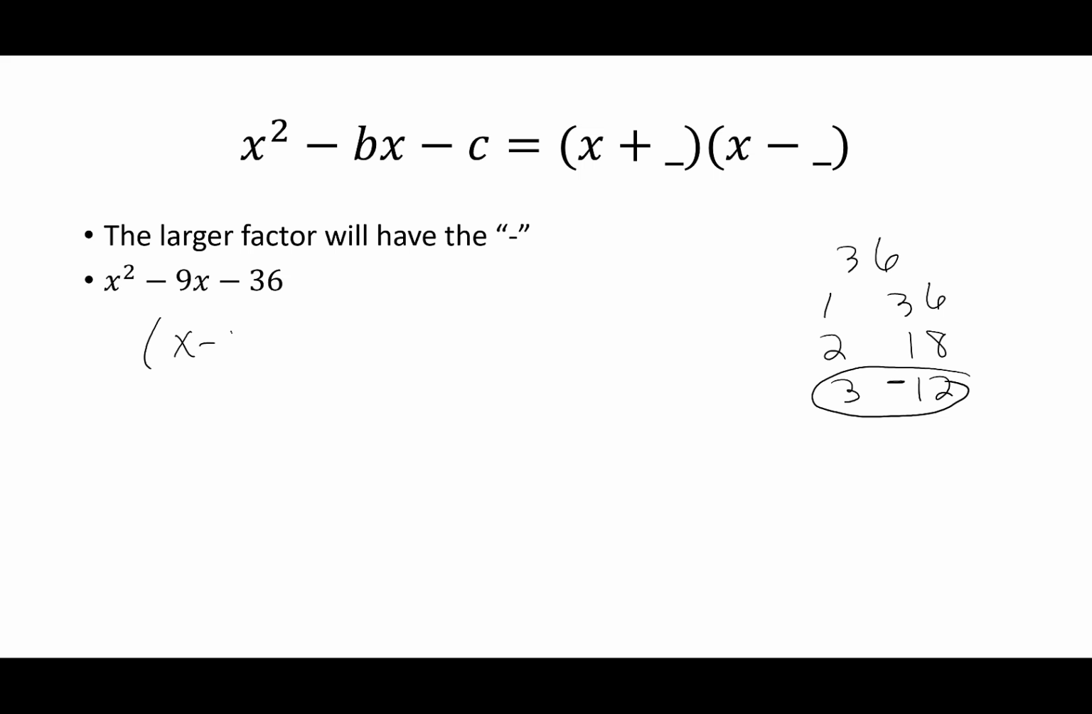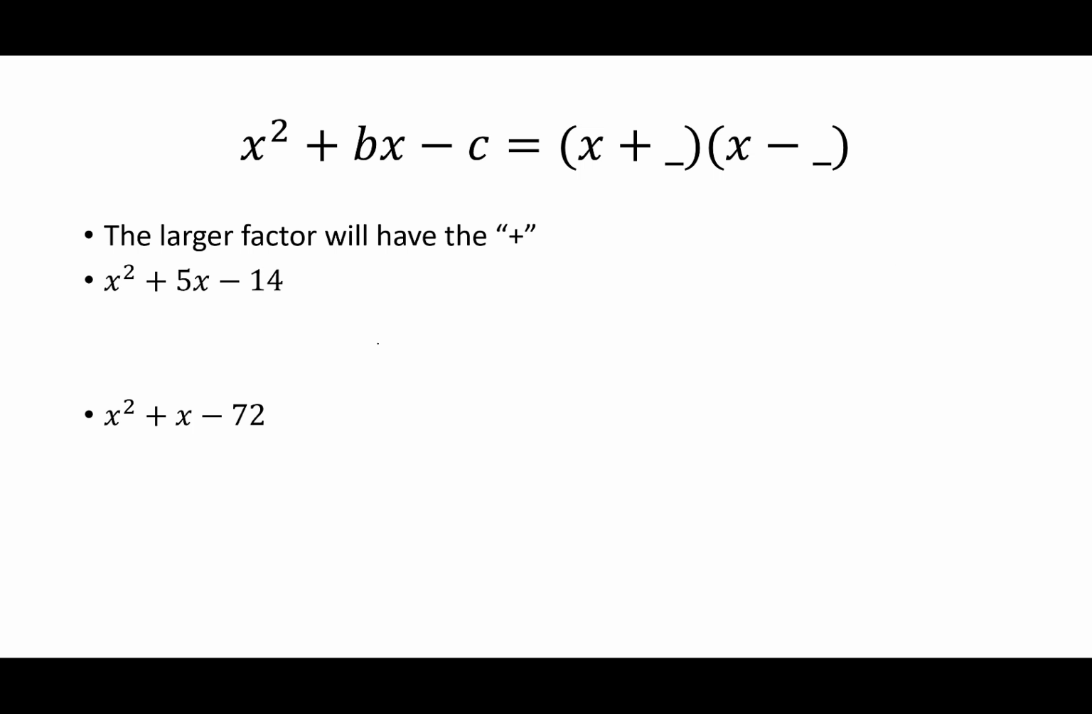So I'm going to have x minus 12, and I'll have x plus 3. So when I multiply negative 12 by 3, I get negative 36, but when I add negative 12 to 3, I get negative 9. Very similar if I switch over to negative c with a positive b, the bigger number will get the positive sign.